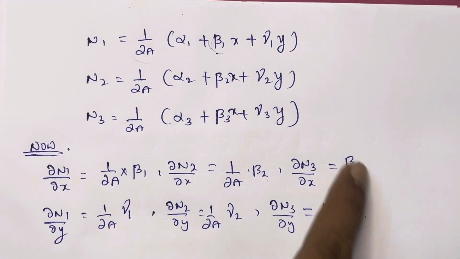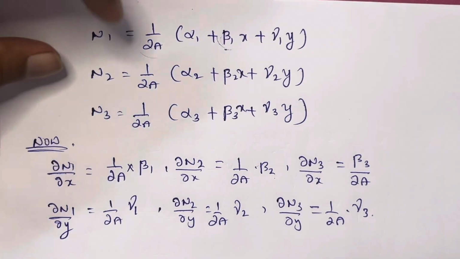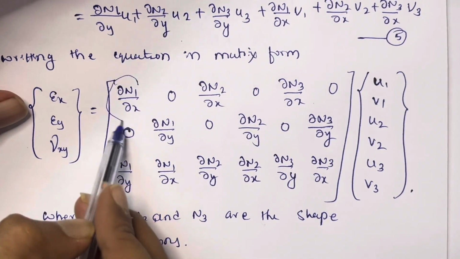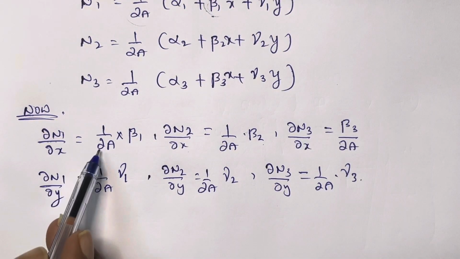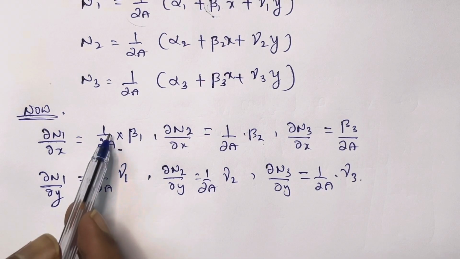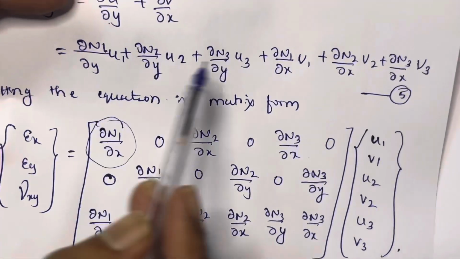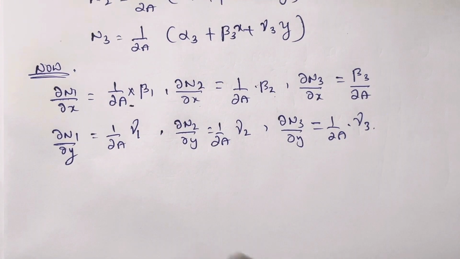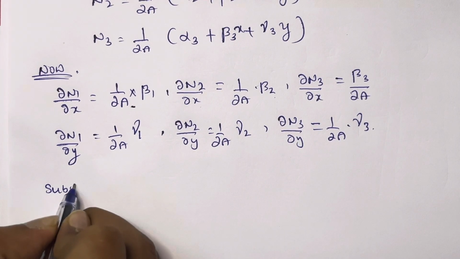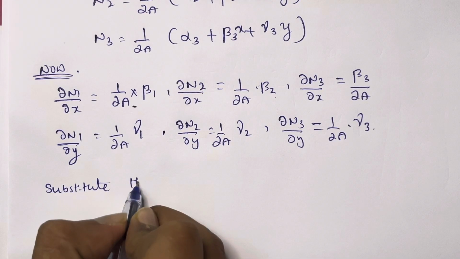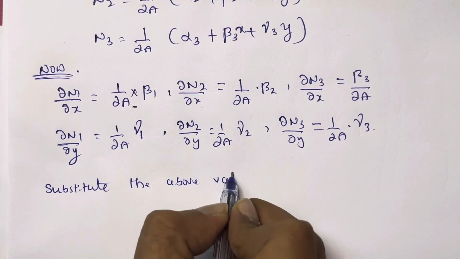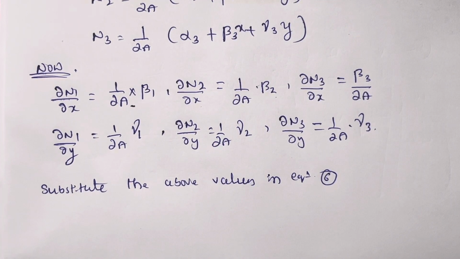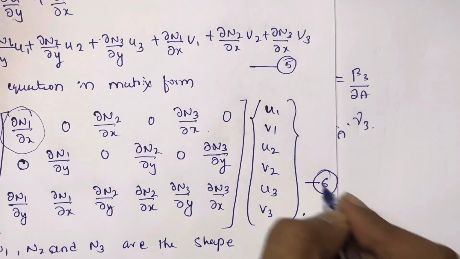Now we have to substitute these values in this equation. For example, here we have dou N1 by dou x. What is the value of dou N1 by dou x? That is 1 by 2A beta 1. Like this we have to substitute all these values in this matrix, from the above equation. We call this equation 6.